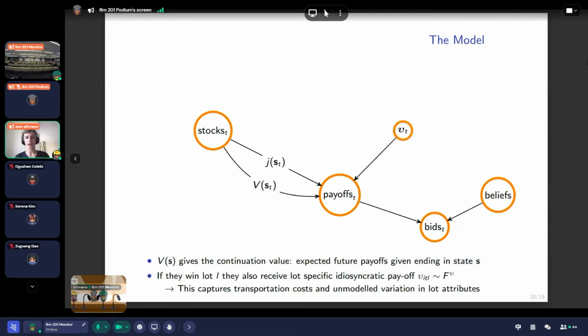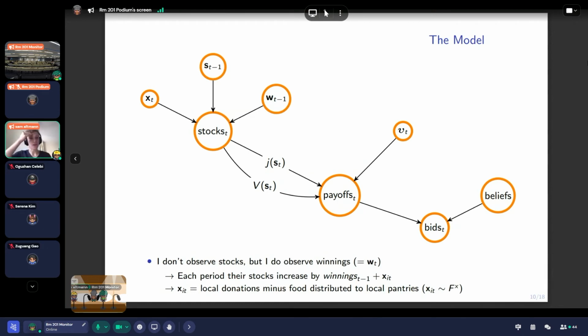Next, like I said, this is a dynamic model, so influencing how aggressively a food bank bids is also going to be their continuation value, V, which is going to take into account that a food bank knows, okay, if I win cornflakes today, I won't have room in my stores to win granola tomorrow. And I also introduced this lot-specific idiosyncratic term, U, which is going to capture transportation costs, and broadly, it's just going to be like my regression residual.